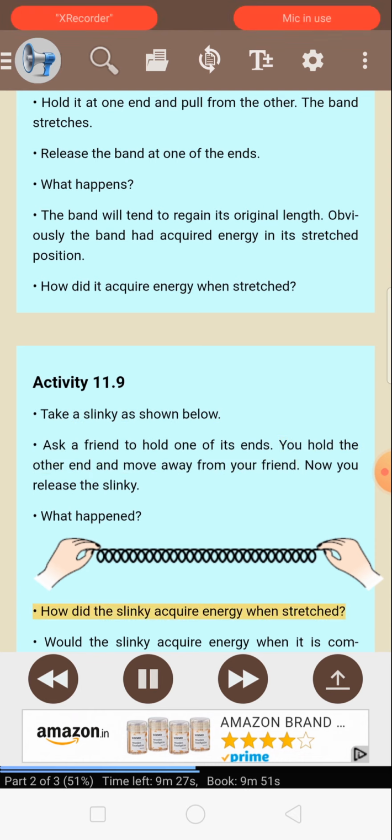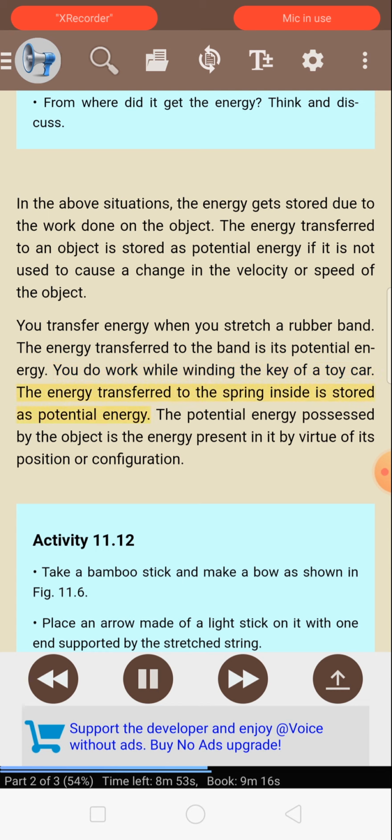Think and discuss. In the above situations, the energy gets stored due to the work done on the object. The energy transferred to an object is stored as potential energy if it is not used to cause a change in the velocity or speed of the object. You transfer energy when you stretch a rubber band. The energy transferred to the band is its potential energy. You do work while winding the key of a toy car. The energy transferred to the spring inside is stored as potential energy. The potential energy possessed by the object is the energy present in it by virtue of its position or configuration.